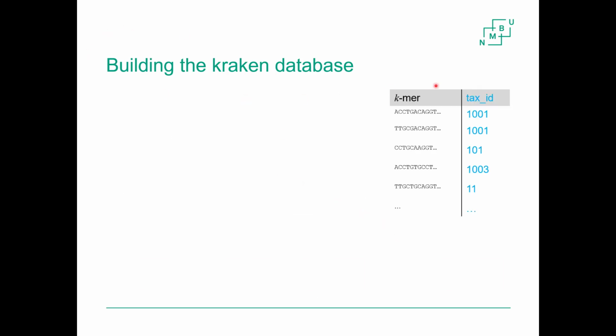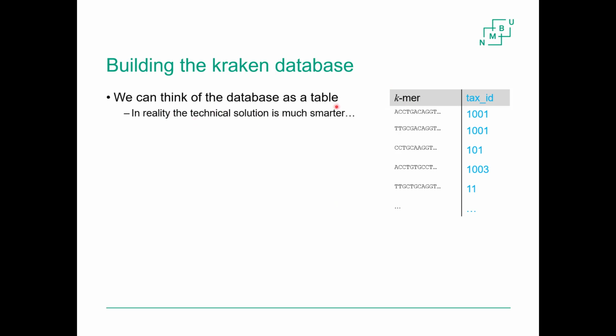After we have done this, we can think of the whole Kraken database as a big table, where we list all the distinct 31-mers in the first column, and then the associated tax ID in the second column. And here we will have thousands upon thousands, millions perhaps, depending on how many genomes we have looked into. Many millions, I suppose. So each distinct 31-mer is associated with a tax ID.